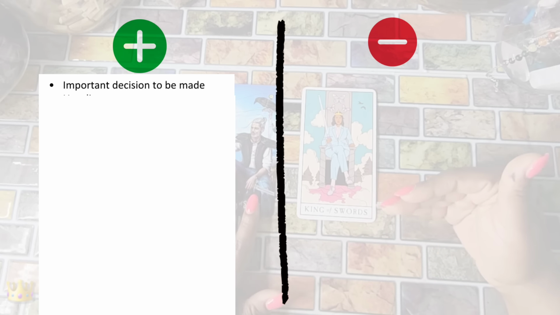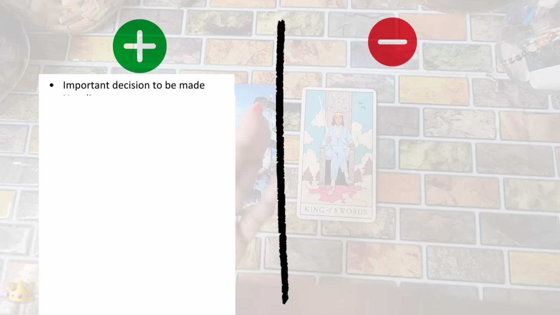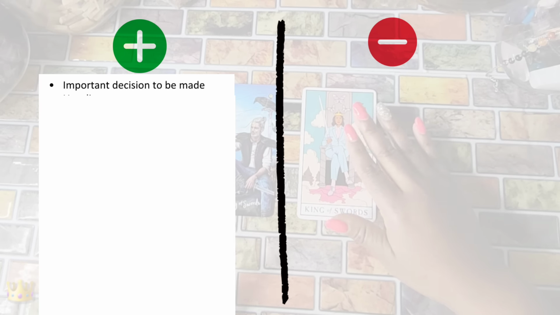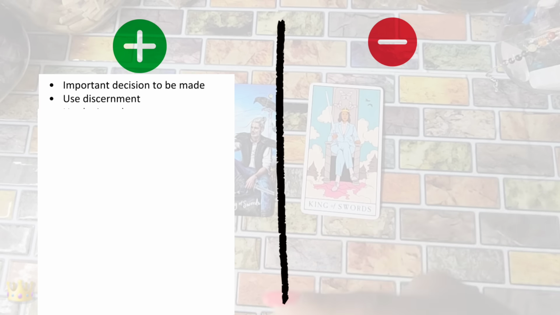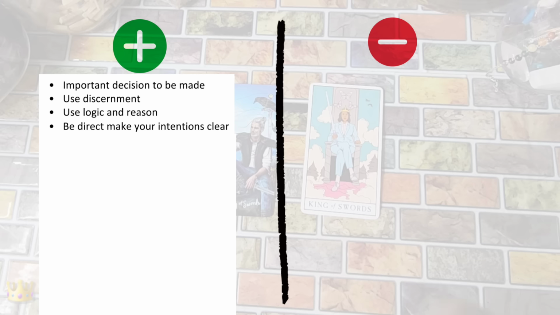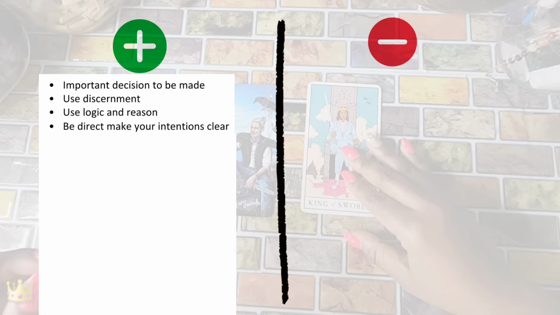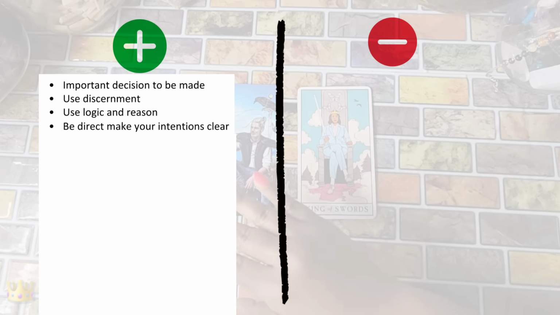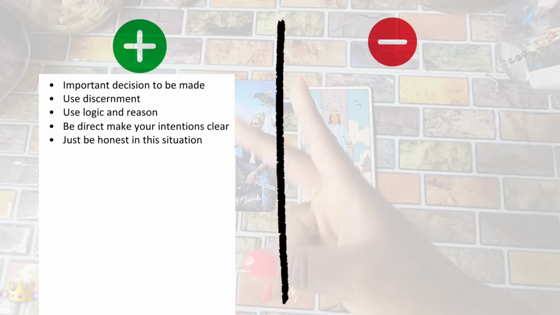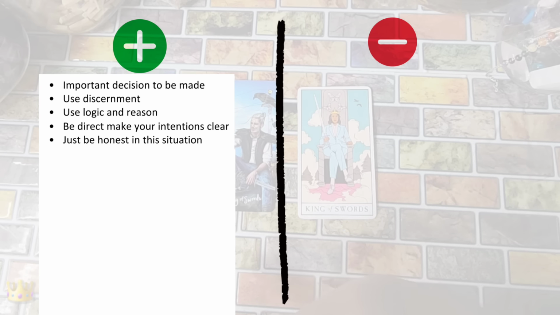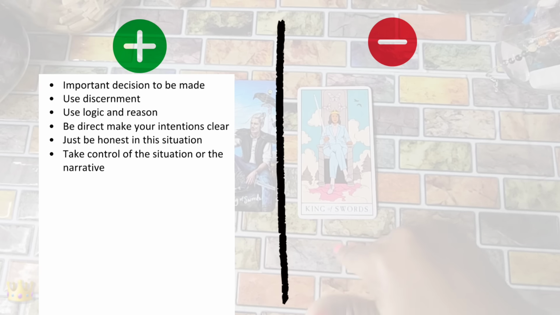No, not the King of Swords. Think about it and cut. There is no feelings involved here, okay? Important decisions to be made. Use discernment, use logic and reason. Be direct with your intentions. Make your intentions clear and just be honest in this situation. Honest to yourself or honest to the other people involved, okay? Take control of the situation or the narrative. Do not allow the narrative to control you.